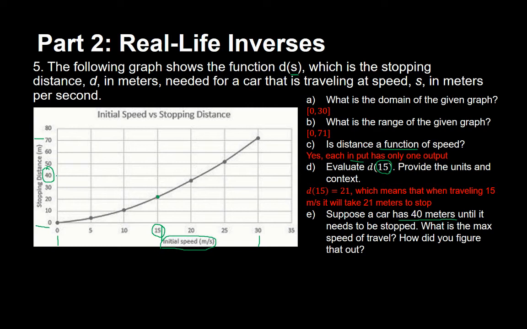So we're just looking at the graph again, and we're figuring out what initial speed gives us a stopping distance of 40. So I'm looking for where the output is 40 on the graph, and then I'm going to go down and figure out that input value. It looks like about 22. So looking at the output of 40 meters, the input appears to be, and we want units, 22 meters per second. So you couldn't go faster than 22 meters per second, or it's going to take too long, too far, to stop.